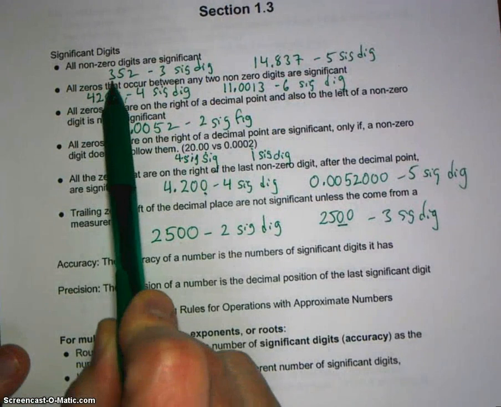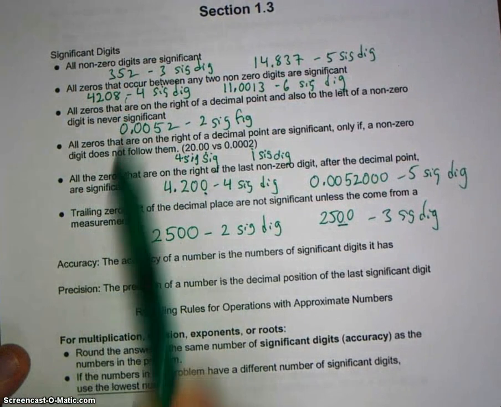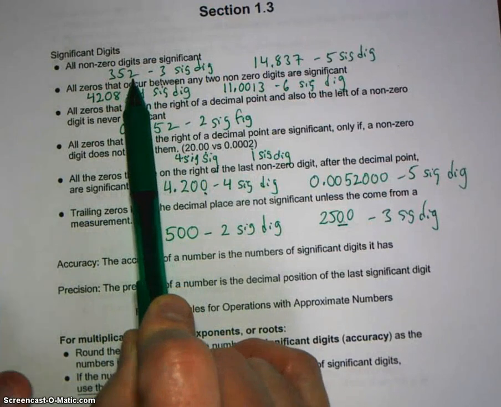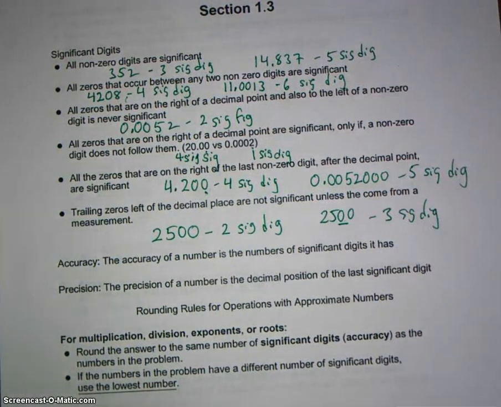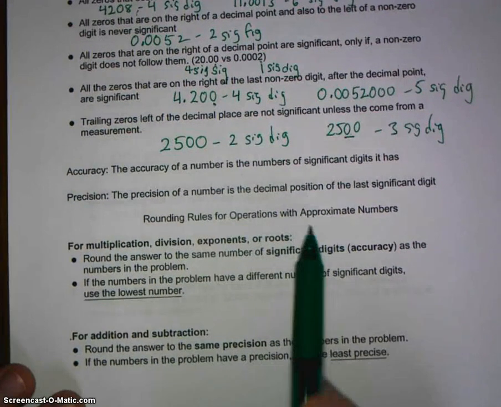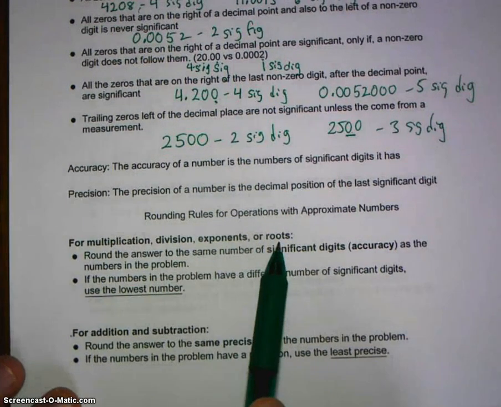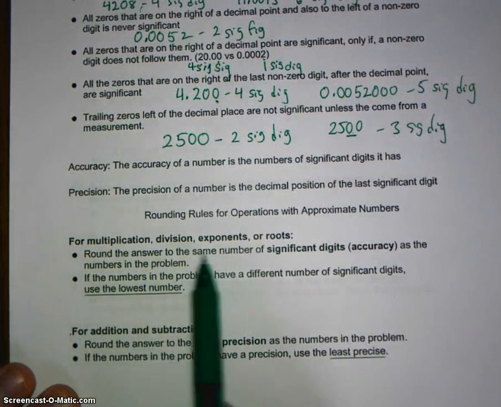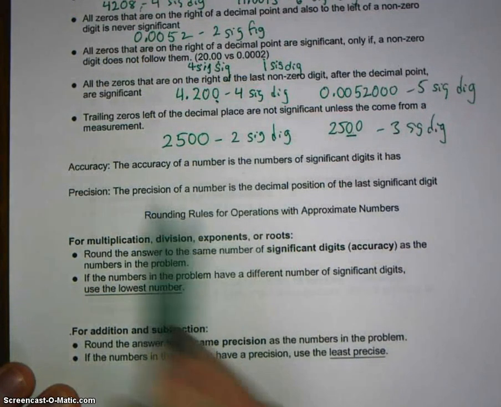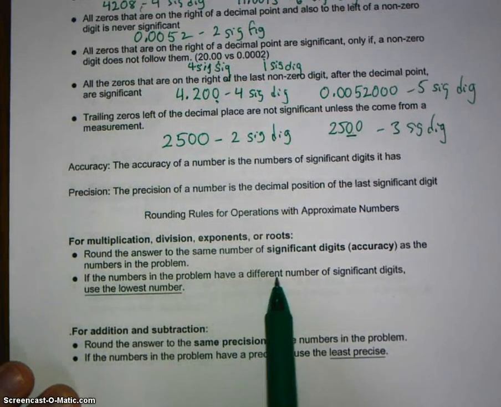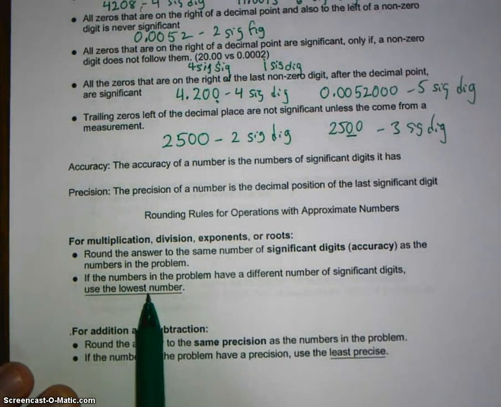Okay, this number, 3 significant digits, accuracy is 3. Precision would be the ones place. It's only accurate to the nearest one. All right, so these play a big part in how we add, subtract, multiply, divide. Rules for operations. For multiplication, division, and exponents and roots, round the answer to the same number of significant digits, the accuracy, as the number in the problem. If the numbers in the problem have a different number of significant digits, use the lowest.